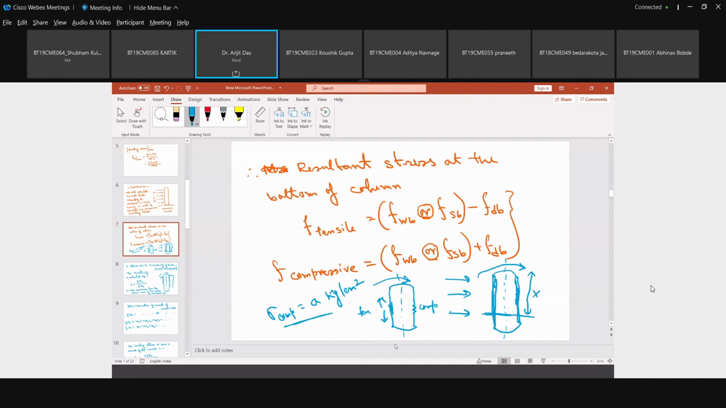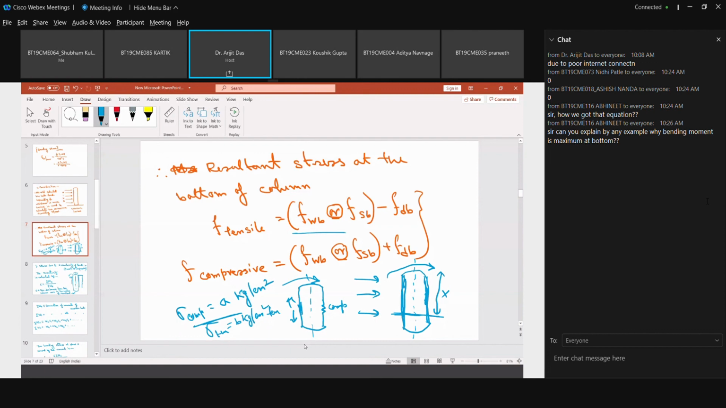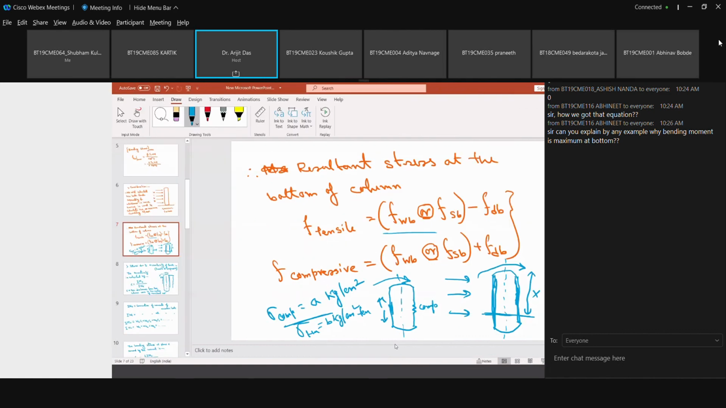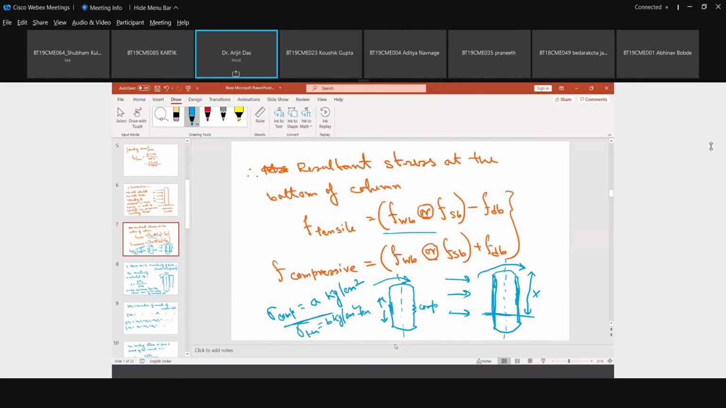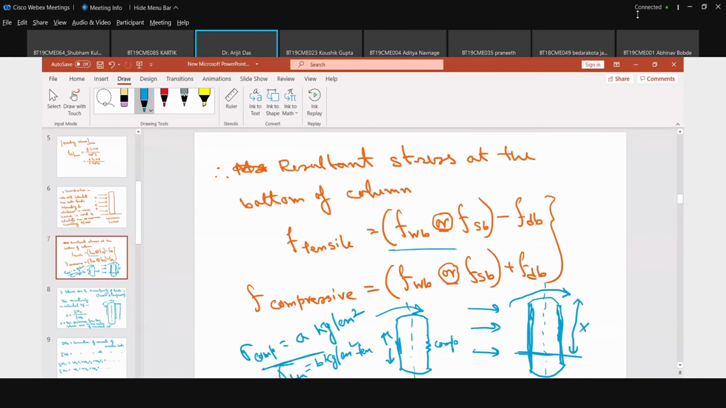If in any problem the allowable tension is given as B kg per centimeter square, then we have to calculate the tensile stress and subtract the dead weight. Because sometimes, depending on the material, these two stresses are not essentially equal. Compressive stress and tensile stress may not be essentially equal.